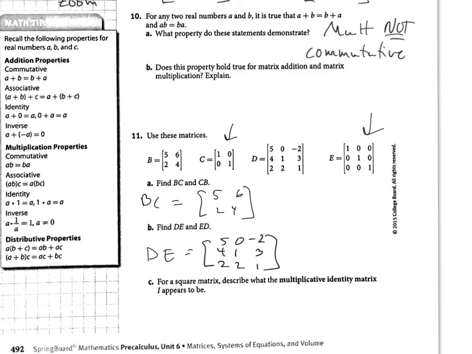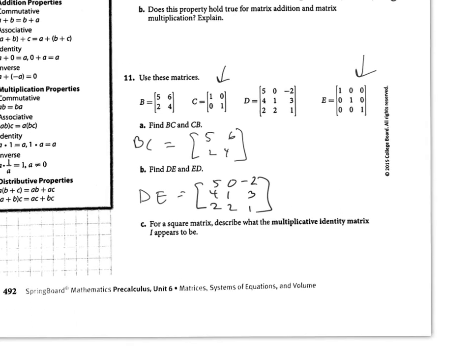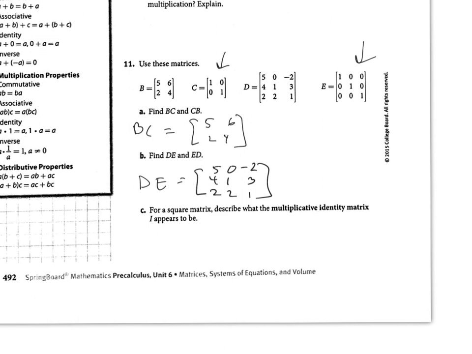Because the original matrix did not change, this is called the identity matrix. And it says for part C, for a square matrix, describe what the multiplicative identity matrix I appears to be. Obviously, it's ones and zeros only. And the position of the zeros and the ones are both very important. If we take a look at this 3 by 3 matrix right here, the ones will be in a diagonal from the upper left-hand corner to the lower right-hand corner, with the zeros filling in all the rest of the spaces.